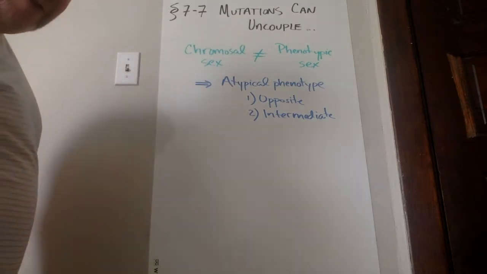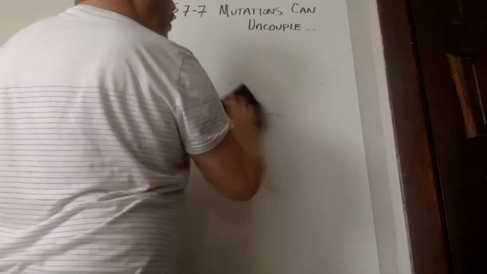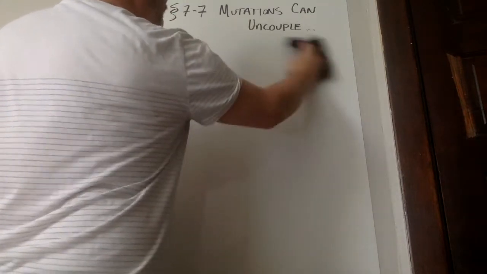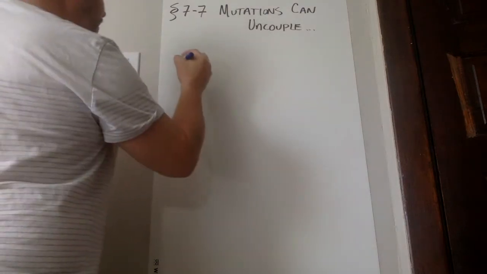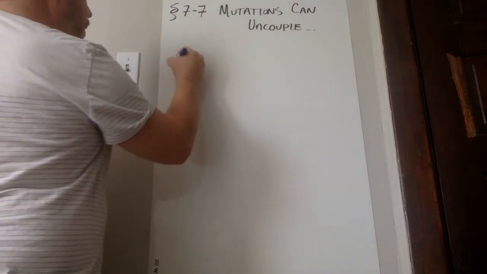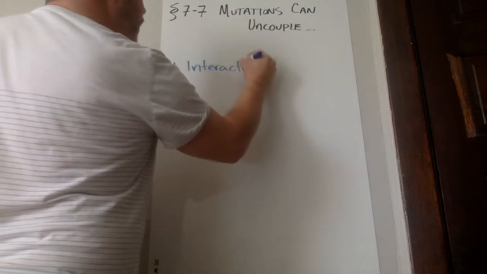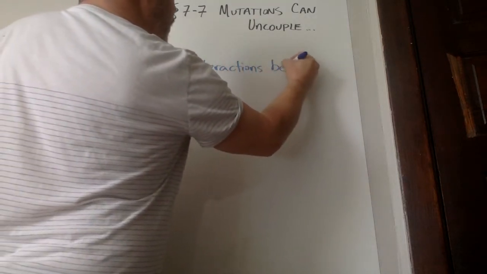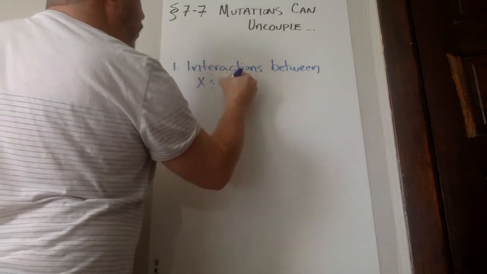So there are several factors that can go into having chromosomal sex not meeting the typical expectation for phenotypic sexual characteristics. One of these is interactions between X and Y chromosomes.